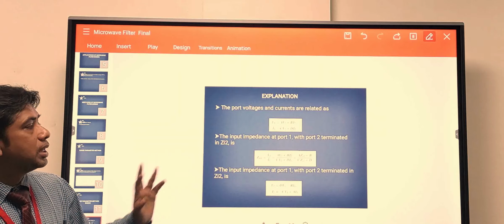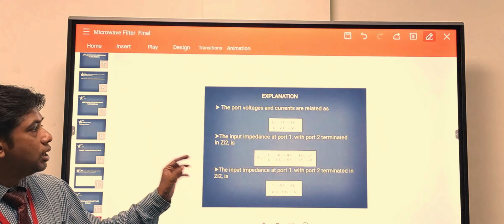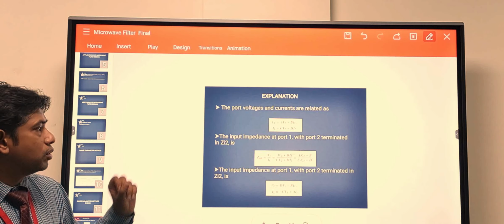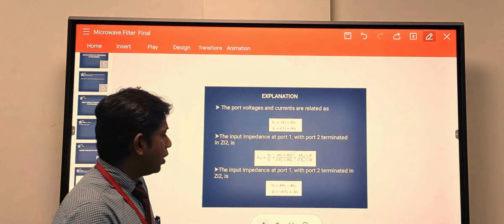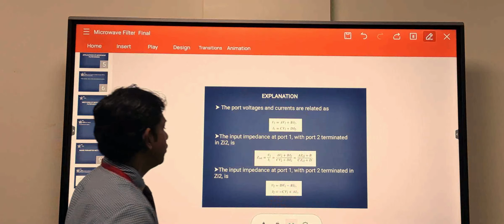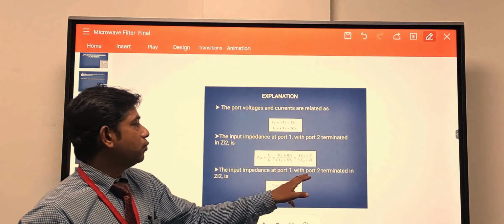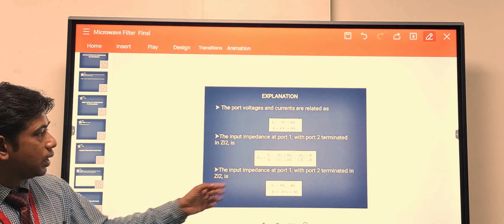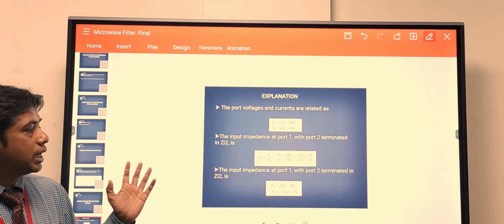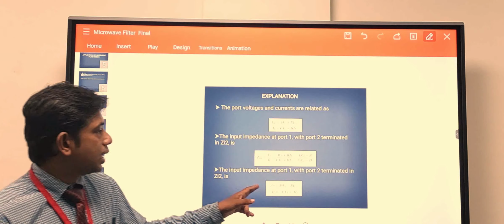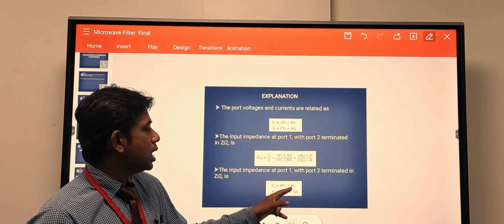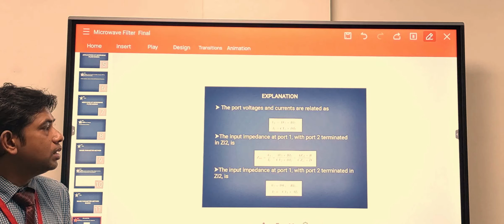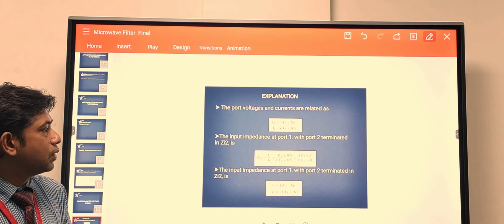So in this regard, the overall input impedance at port 1 with port 2 terminated is found out. Moving on, we are now going to find out the input impedance at port 1 with port 2 terminated in ZI2 in the other form. Here we can replace the V1s with V2s, and it comes as V2 is equal to DV1 minus BI1. Similarly, I2 comes as minus CV1 plus A into I1.